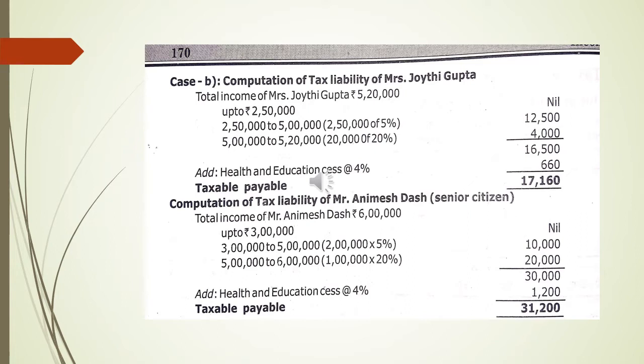So depending on your total income and your age, you are going to apply the slab rates and find out what is the total tax payable by the assessee, or it can be a refund also if it is a negative value. Hope you people have understood the tax liability concept.